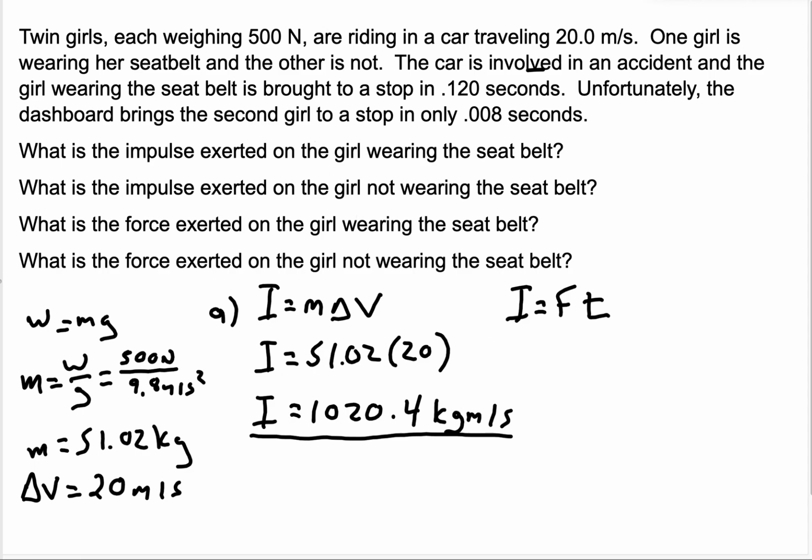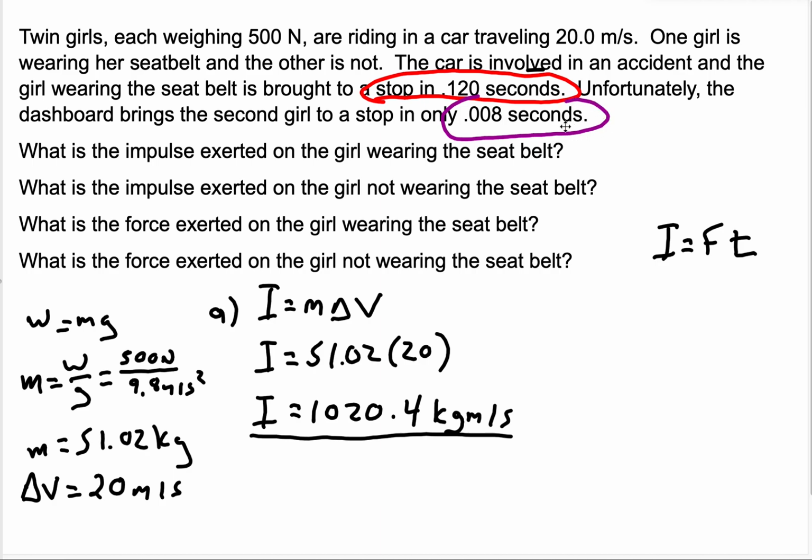Whether she's wearing her seatbelt or not, the impulse or the change in momentum is the same. Now, what's going to be different between the two is the force. The girl who's wearing her seatbelt is going to have a different force than the girl who's not. Why? Because the girl wearing her seatbelt had a stopping time of 0.12. The girl who wasn't wearing her seatbelt had a stopping time of 0.008. And remember, we talked about this yesterday. If the stopping time is bigger, the force is smaller. If the stopping time is smaller, the force is bigger.